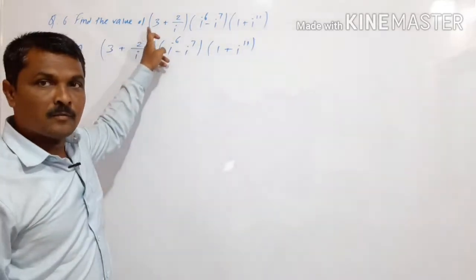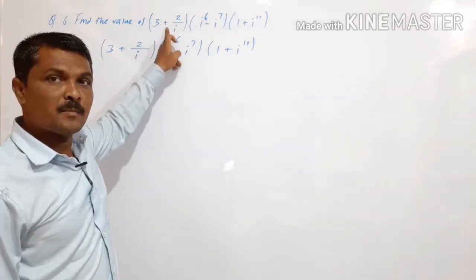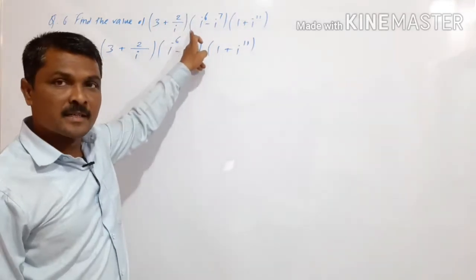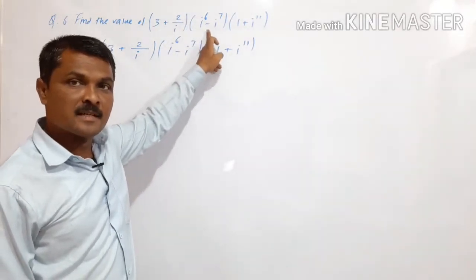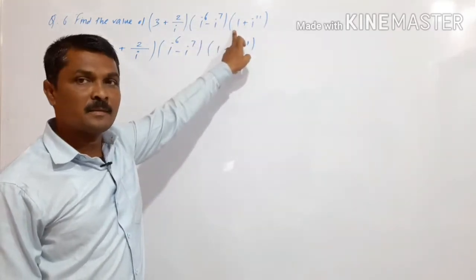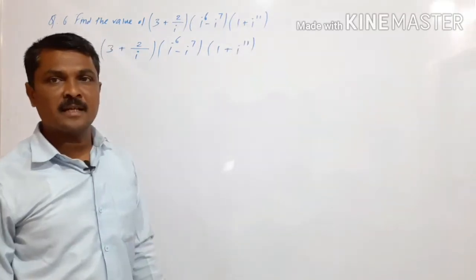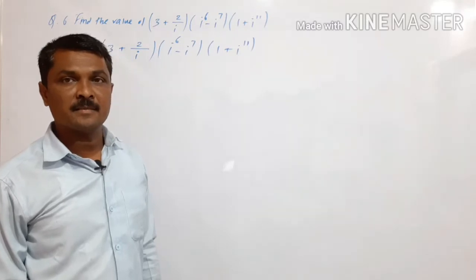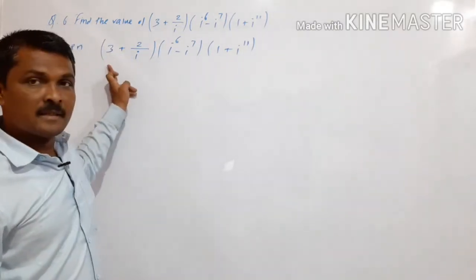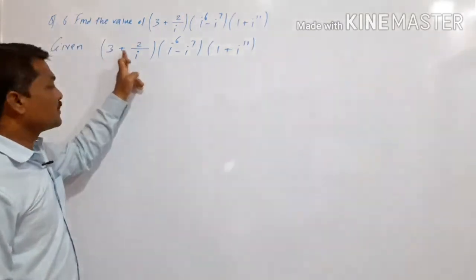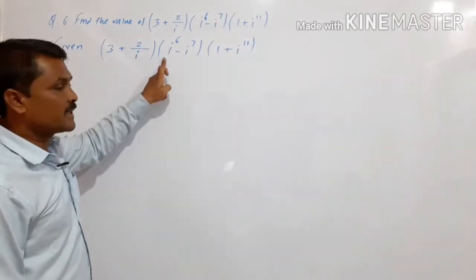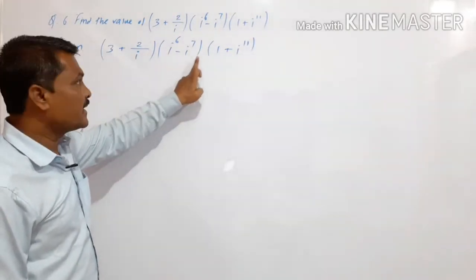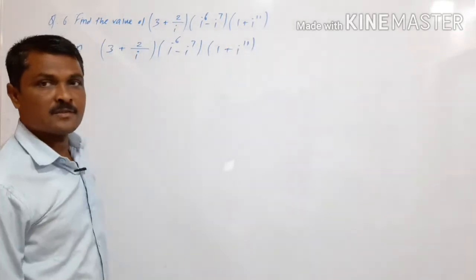Find the value of (3 + 2/i) into second bracket (i⁶ - i⁷) into third bracket (1 + i¹¹). We have to find out the value of the given term. We have written the given term: (3 + 2/i), second bracket (i⁶ - i⁷), and in third bracket (1 + i¹¹).